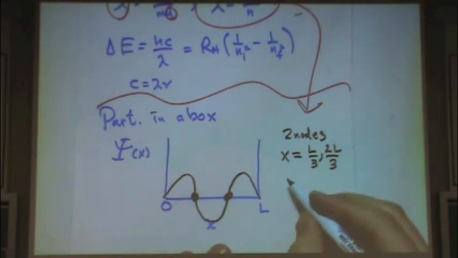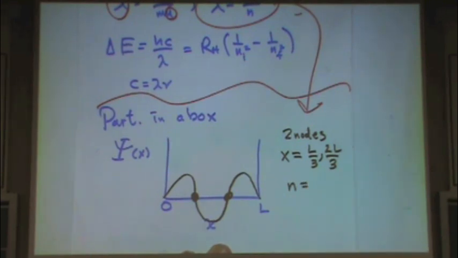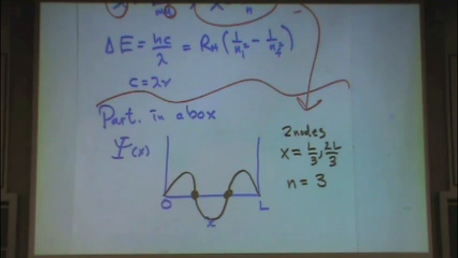What else do you know? What's n? 3. Yeah, nodes is 1 less than n, so n is 3. That ends up ultimately being our principal quantum number, but here it's the orbit or energy level number. So as n increases, the energy increases. That's basically all you have to know.